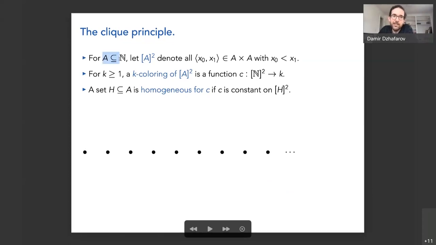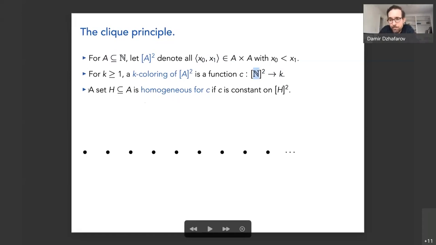So if you give me a set of natural numbers A, let's let bracket A squared denote the set of increasing pairs of numbers from the set A, right? So pairs from the Cartesian product with the first coordinate smaller than the next. And now we again look at K colorings, but this time of these increasing pairs, right? So we write such a function like this. Sorry, this should say A here. Sorry about that. Okay, so this is a K coloring of increasing pairs.